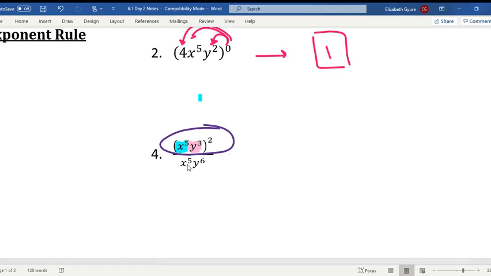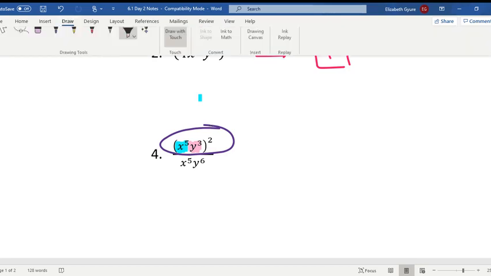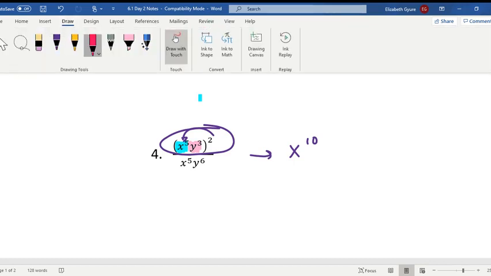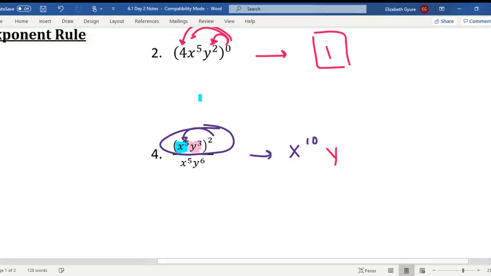All right, so I have my 2 outside here. Who remembers? Raise them high and multiply. So I'm going to take my exponents up here and multiply them by 2. So for my x, I'm going to take x to the 5th times 2. 5 times 2 is what? 10. So I'll have x to the 10. And then I have y to the 3rd squared. What's that going to become? Yeah, y to the 6th.